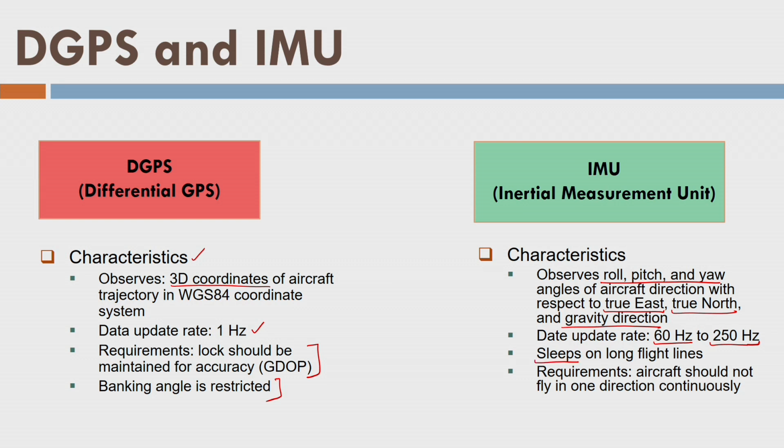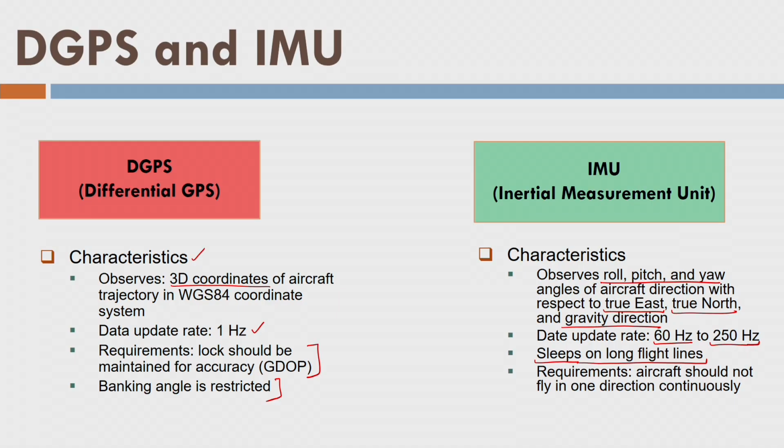Okay, now there is another problem with the IMU. It sleeps on long flight lines. What's the meaning here? If we are carrying the IMU in an aircraft that is continuously traveling in one line, in one direction, for more than 15 minutes, now what will happen? The IMU will start accumulating errors, and that is the problem with the IMU. As a result, we should regularly turn the aircraft so that the IMU should not sleep.